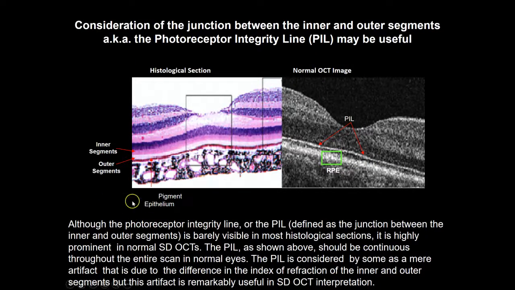Going back to something we mentioned earlier, the cross-section of the retina. This is over here an OCT on the right and histopathology on the left.